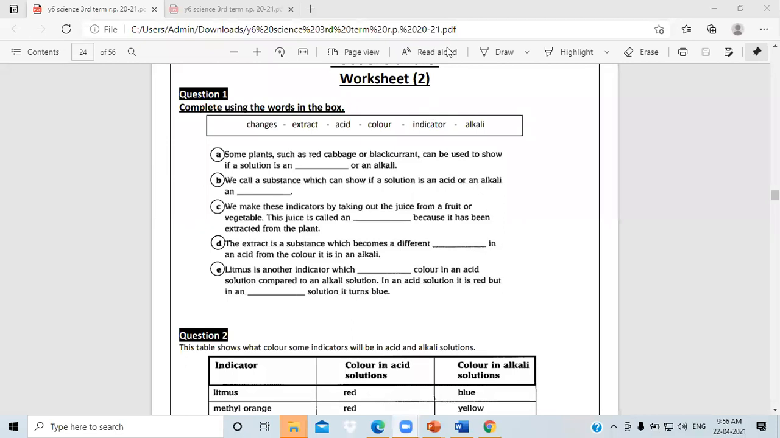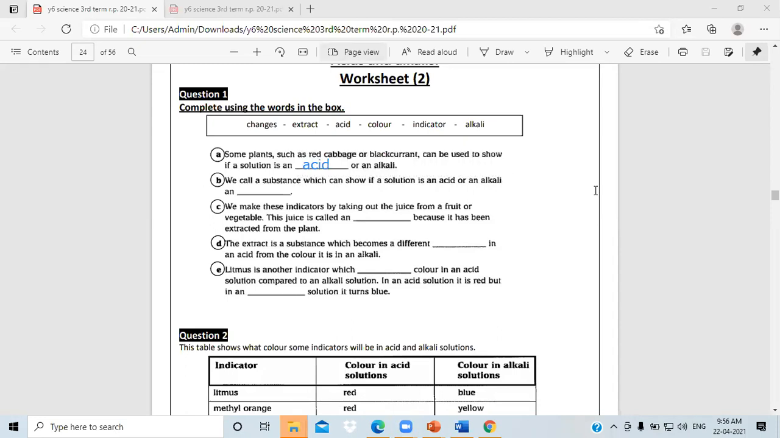I have 3 people raising their hands. 4 people now. Thank God, people are waking up. Ruqay, some plants such as red cabbage or black currant can be used to show if a solution is an what or an alkali? Acid. Acid, thank you. Is an acid or an alkali.